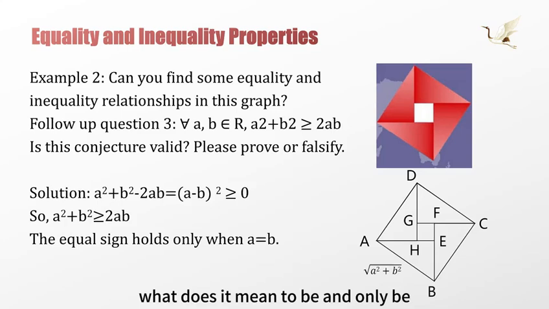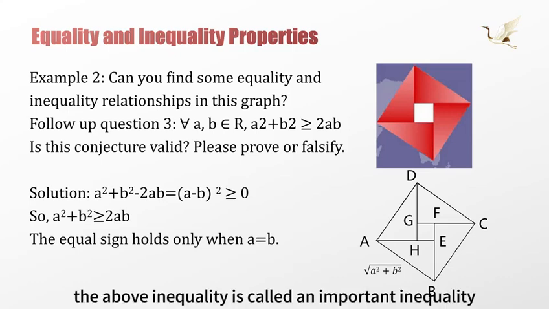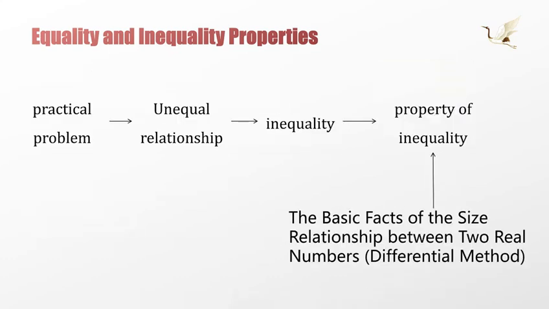What does it mean to be 'if and only if'? We can understand it as a necessary and sufficient condition, which means that in the inequality a squared plus b squared is greater than or equal to 2ab, the necessary and sufficient condition for this equal sign to hold is that a and b are equal. If we take the equal sign here, a must equal b, and if a equals b, the equal sign holds. This is the meaning of if and only if. So the above inequality is called an important inequality.